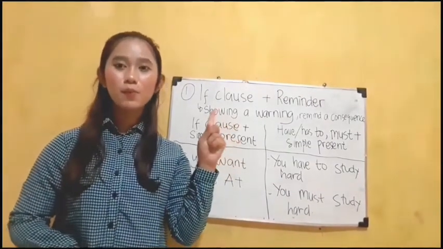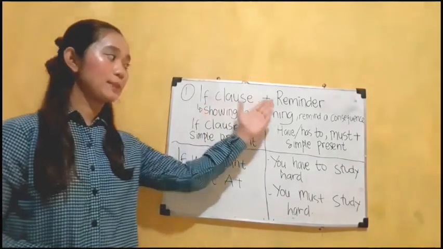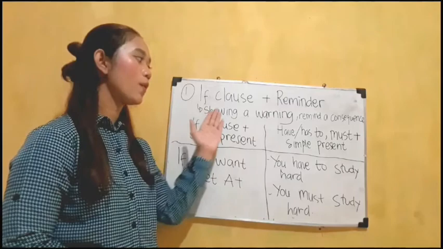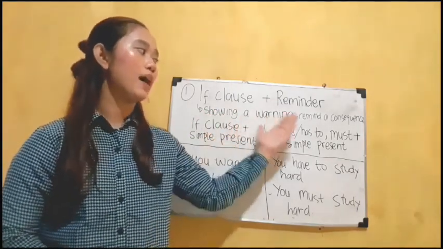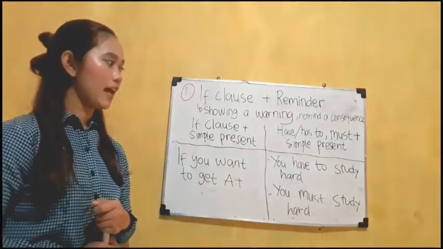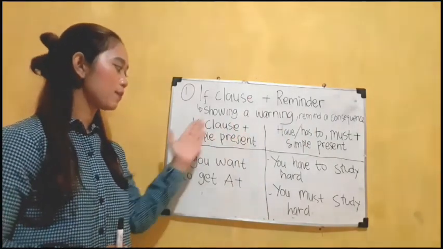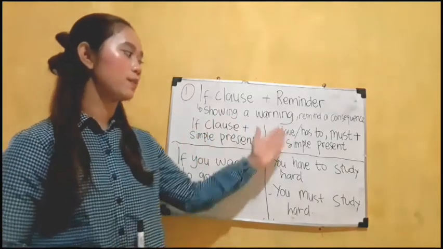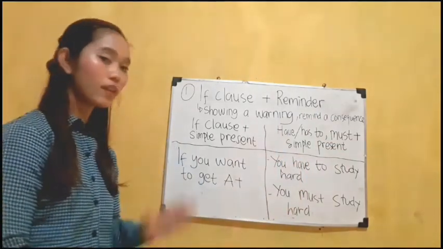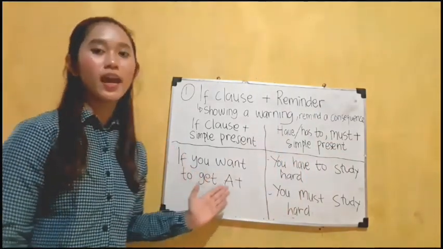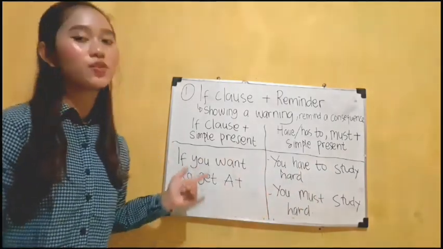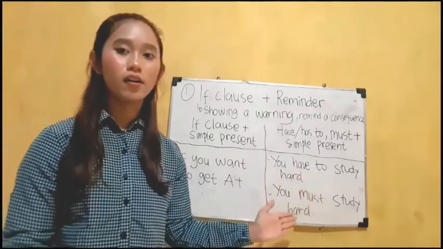Okay, the first type we will learn today is if clause plus reminder. So this clause shows a warning and it's used to remind a consequence that must be done as a result of an event. And the formula is if clause plus simple present, followed by have or has to, or must, and simple present. For example, if you want to get A+, you have to study hard. Or if you want to get A+, you must study hard.